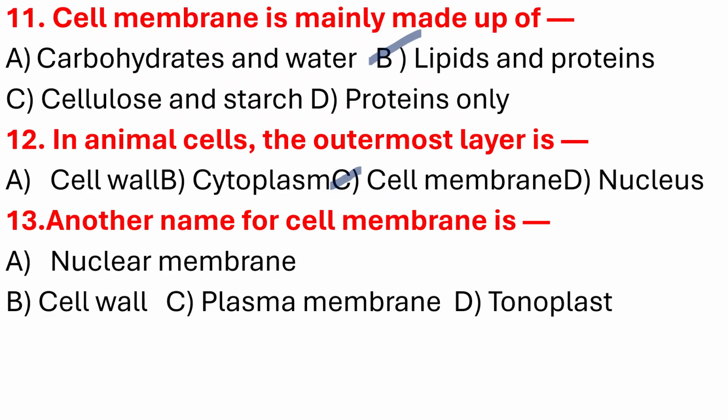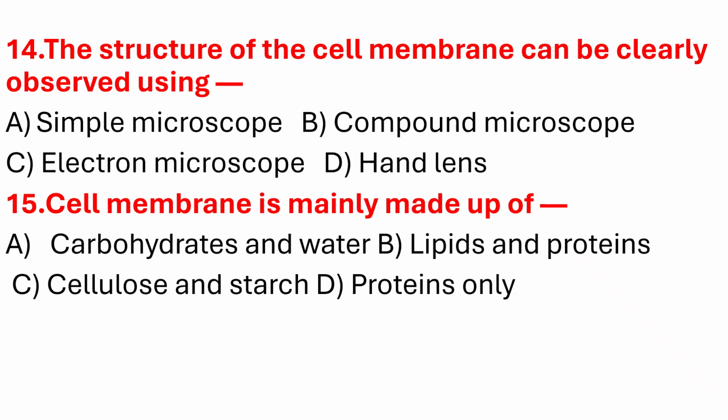Another name for cell membrane: nuclear membrane, cell wall, plasma membrane, tonoplast. Cell membrane, another name, plasma membrane. The structure of the cell membrane can be clearly observed using simple microscope, compound microscope, electron microscope, hand lens. Electron microscope.